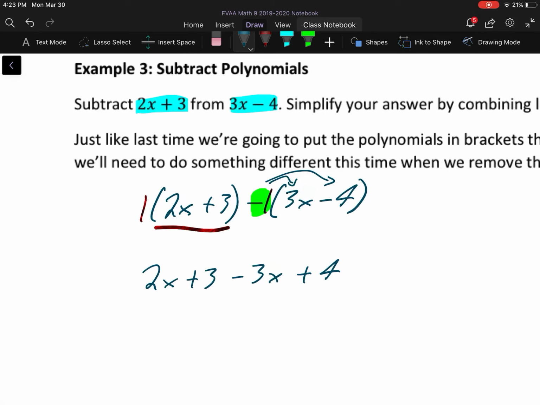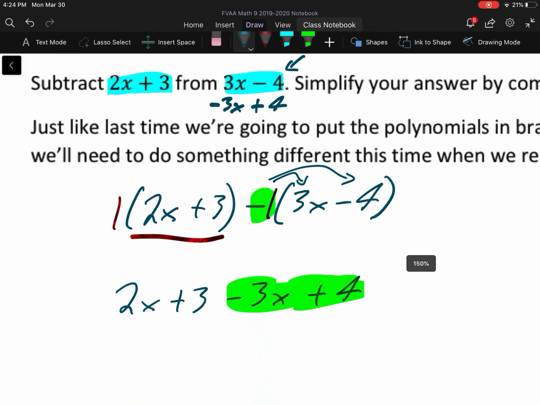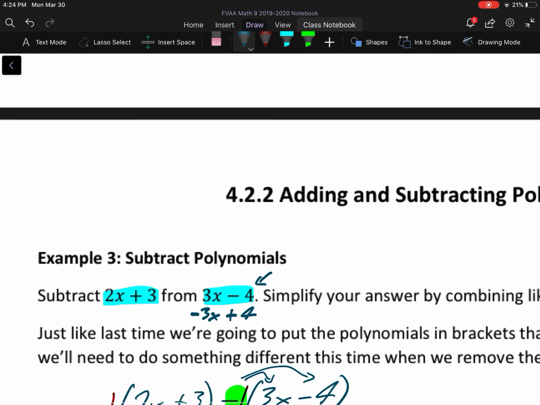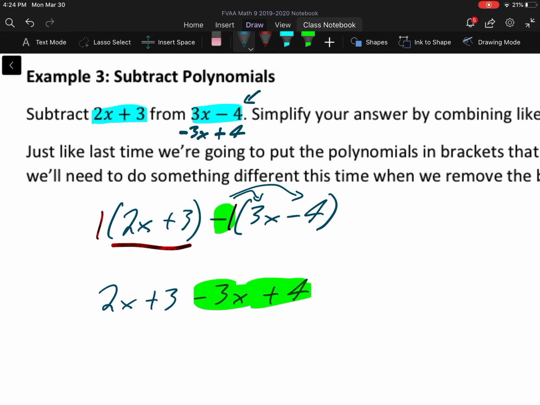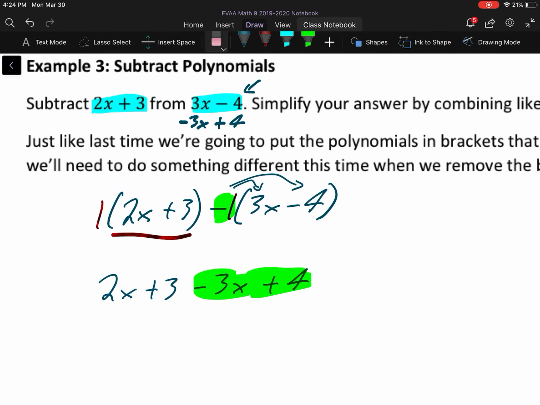Okay? Also notice that negative 3x plus 4 is what you would have gotten had I asked you what was the opposite of 3x minus 4, right? You would have said, oh, that's negative 3x, and it's a minus 4, so I'm going to change it to a plus 4, right? That's what you would have said, most likely, if you understood what we were talking about in opposites here before. So you're getting the same thing after you've done those steps.